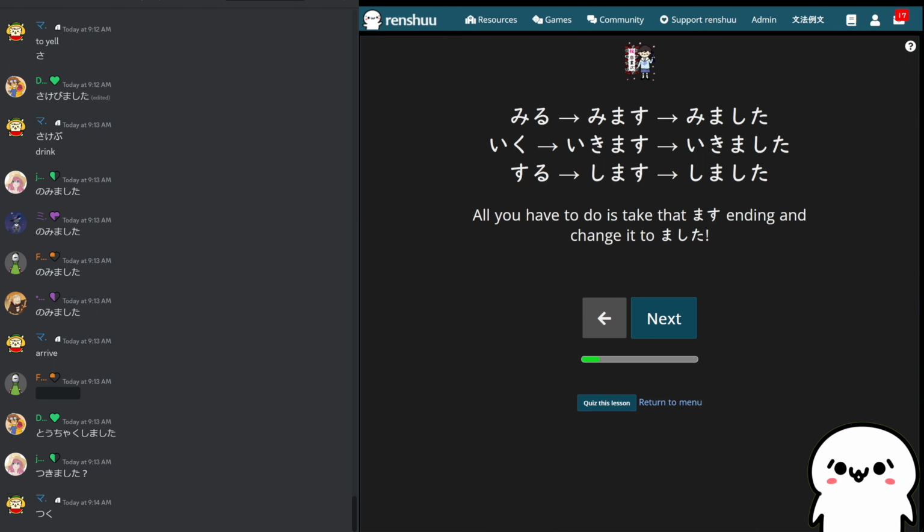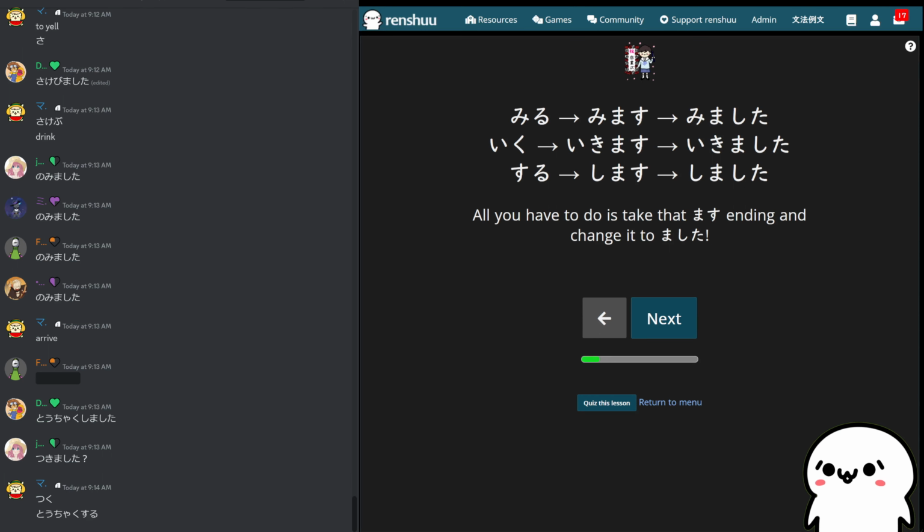However, there's a more formal one that you hear more in writing or announcements, especially with regards to, say, a train. The train will arrive shortly. And that one it's a bit longer. It's tochaku suru. And in that case, you have the suru on the end, so it would be shimashita. Okay, let's switch back to an easier one.